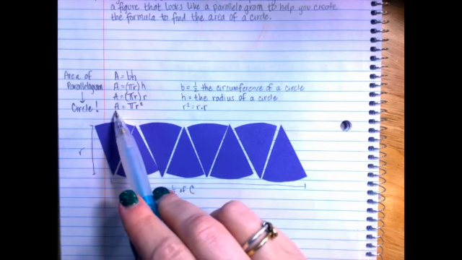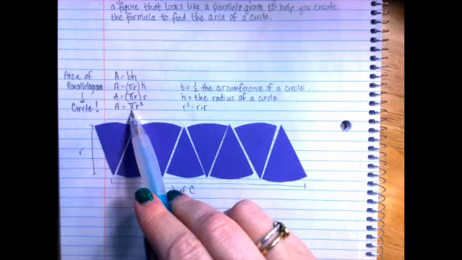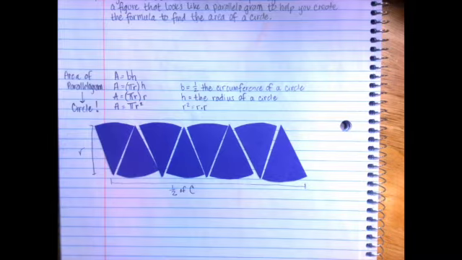So to find the area of a circle, you take pi times the radius squared. I hope that helps with the formula.